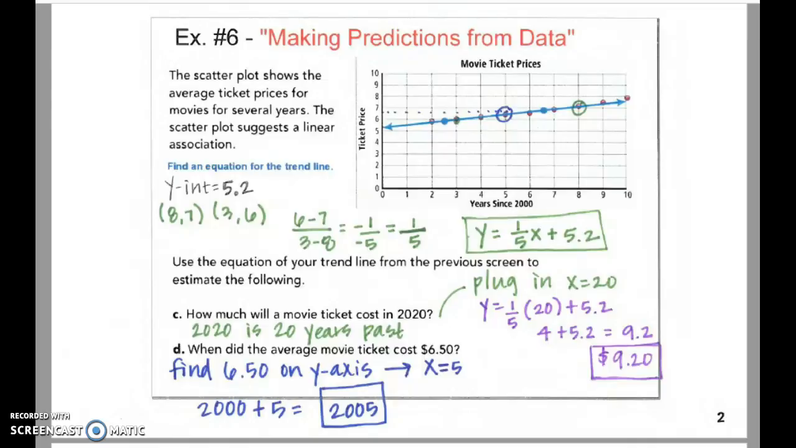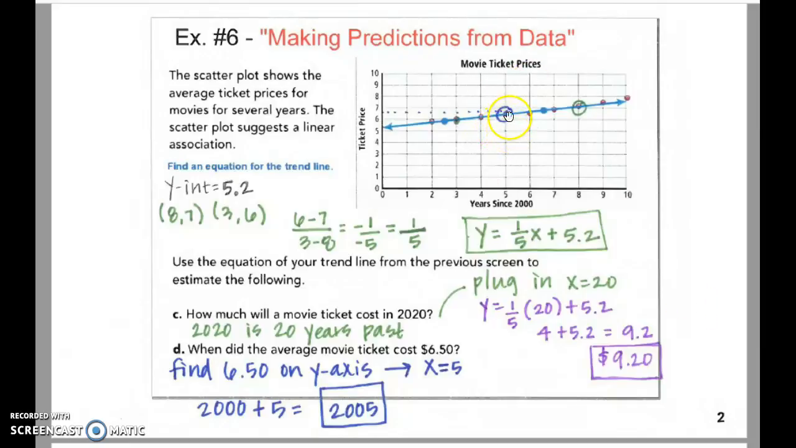This scatter plot shows the average ticket prices for the movies over several years. The scatter plot suggests a linear association, because it's basically making a straight line. It's showing a positive correlation. So find an equation for the trend line.